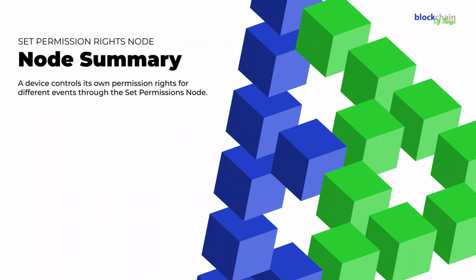The Set Permission Rights node sets the permission rights for a specific permission event on the virtual device issuing the request. The subject controls its own permissions as to whether or not any other devices have the capacity to perform a permissioned event with it. All permissions are set from the perspective of the virtual device issuing the request.